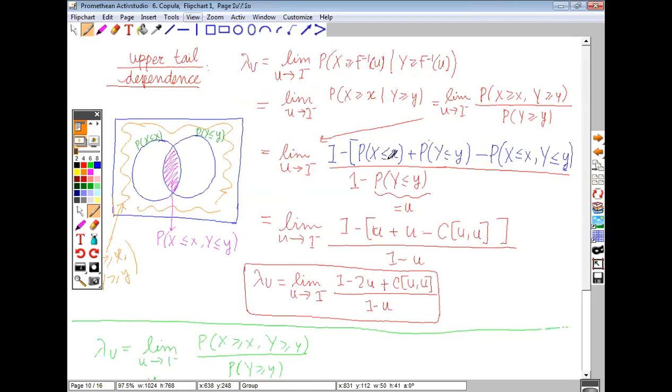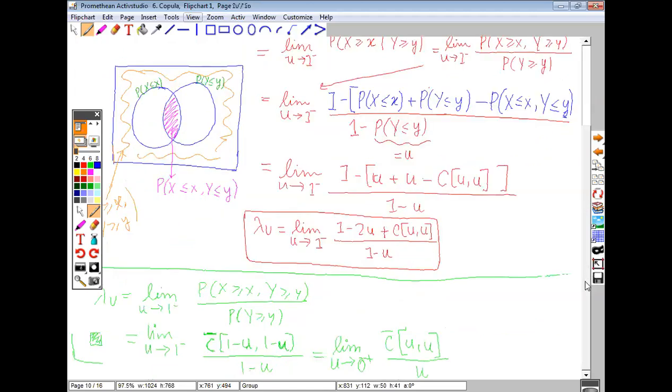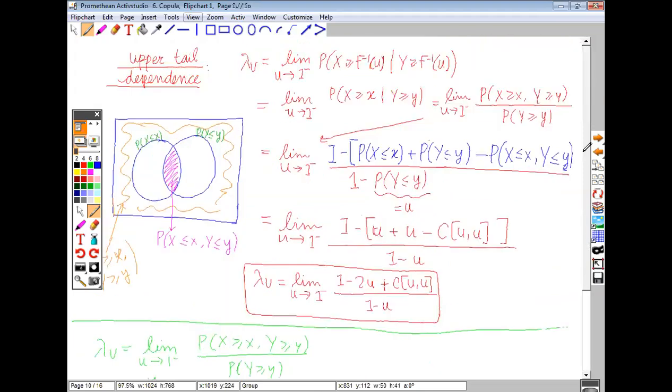And luckily, we do know what the values of these are. It is just u and u, and this can be summarized as just the copula. So for the upper tail dependence, the coefficient will be something like this. And again, we also try to use a survival copula to write this in other terms. And I guess that is just about it.